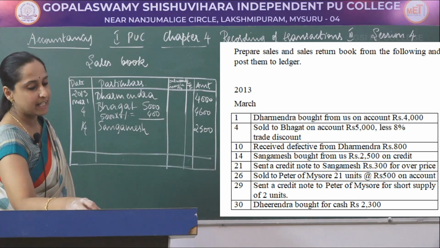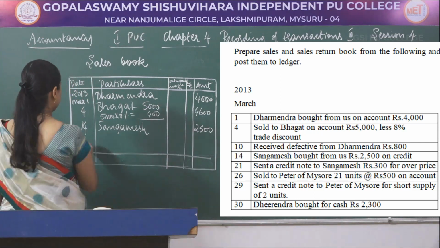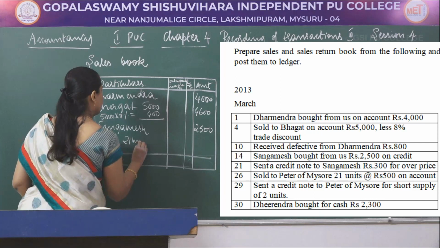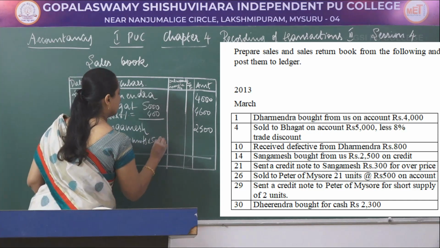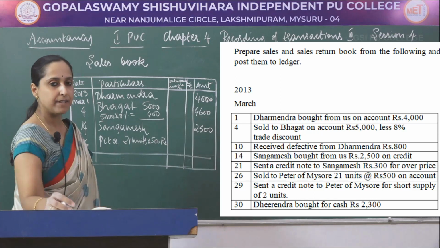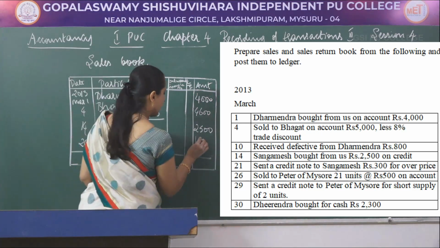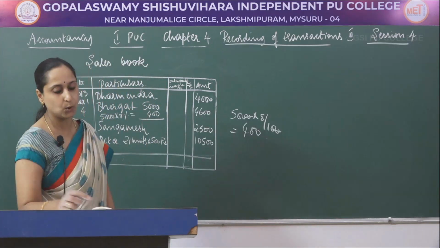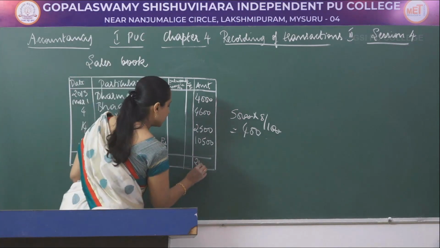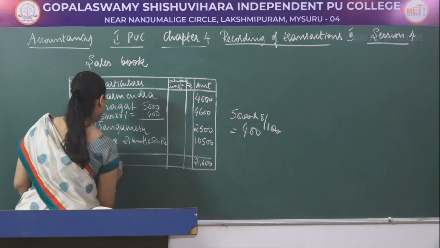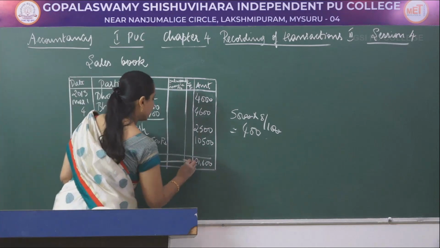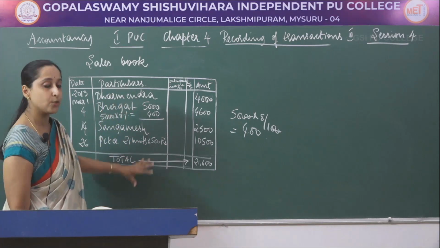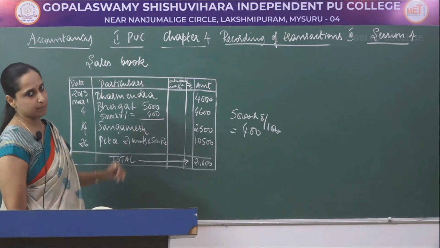And on 26th, sold to Peter of Mysore 21 units of rupees 500. So if I multiply 21 units into 500, it comes to 10,500. So if I total all these transactions, the total comes to 21,600. So the total of sales book comes to 21,600. So these are the transactions which are related to sales book.